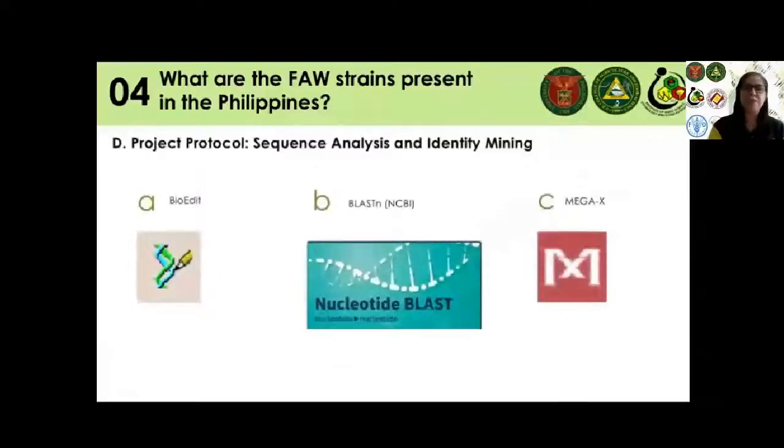These amplicons were then sent for sequencing to a third-party service provider, and the nucleotide sequences were pre-processed in BioEdit and were consequently subjected to identity mining using BLASTn across the GenBank database. Preliminary phylogenetic analysis was done using the neighbor-joining method in MEGA X.